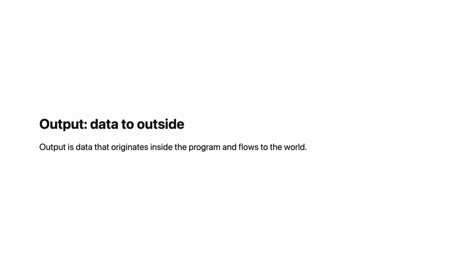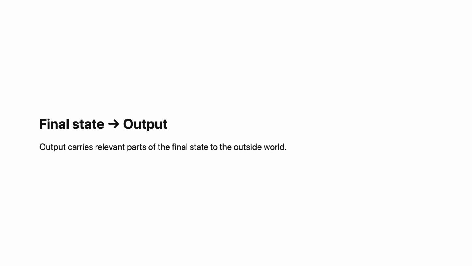In our model, the program produces a final state, but the final state exists inside the program. Output takes part of that final state and sends it outside. Going back to our rectangle example, the program computes the area. The area is now part of the program state. But knowing the area internally is not useful to the user.